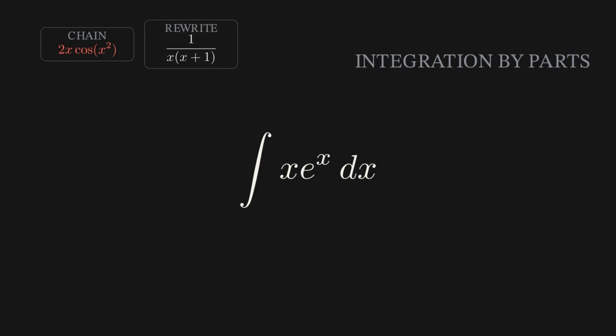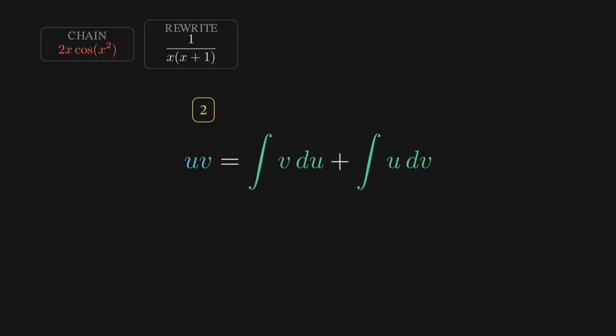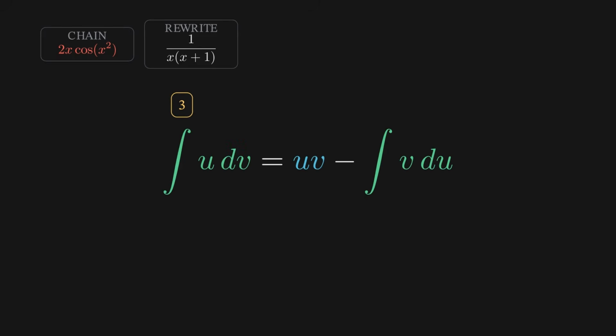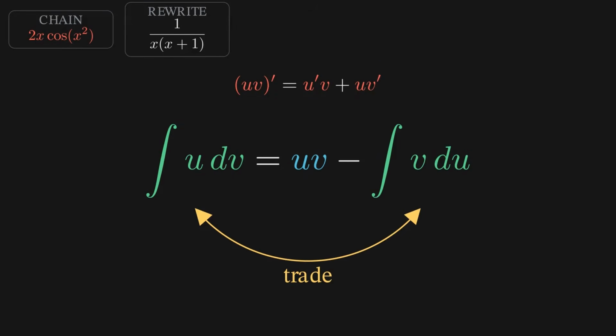Okay, but what about integration by parts? That formula looks like it was invented to torture students. Here's the thing. You already know where it comes from. It's 3 lines of algebra away from the product rule. That's it. That's the whole formula. The product rule creates 2 terms. Integration by parts lets you trade one for the other.